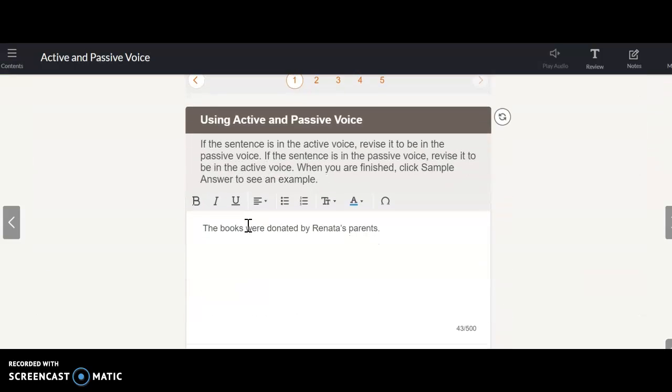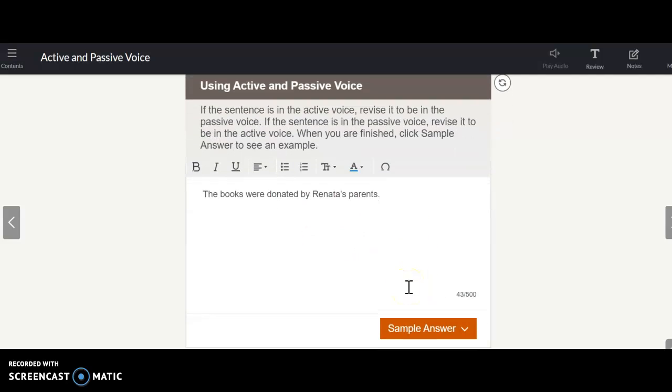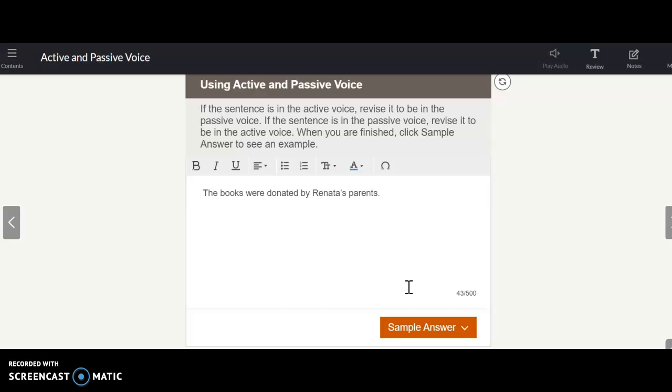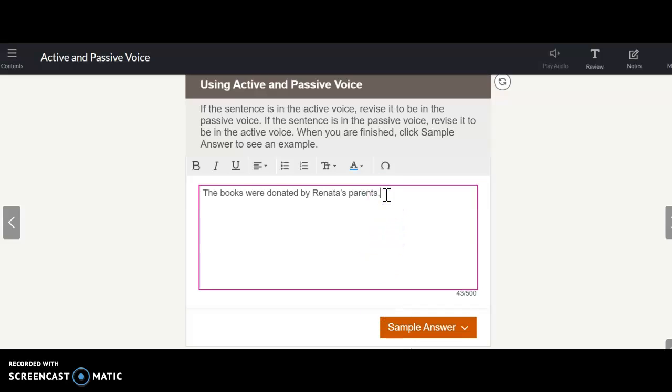There's also this practice down here, which I think is really good practice for the assignment on the previous page. If the sentence is in the active voice, revise it so it's passive. And if it's passive, revise it so it's active. And then you can even see a sample answer. So if you really just don't have a clue, you could just click a sample answer and see it, right? You can use this as just more examples, but I really would encourage you to try it, at least on a few of these.